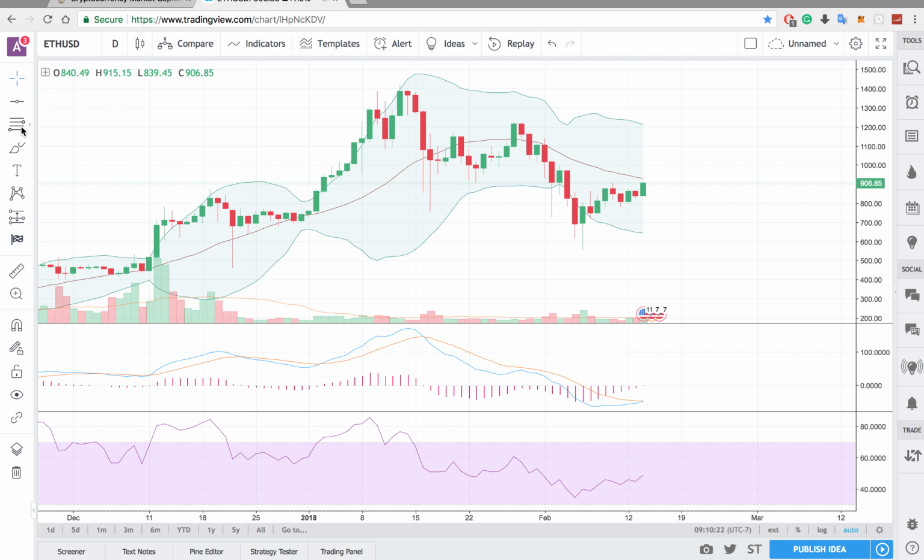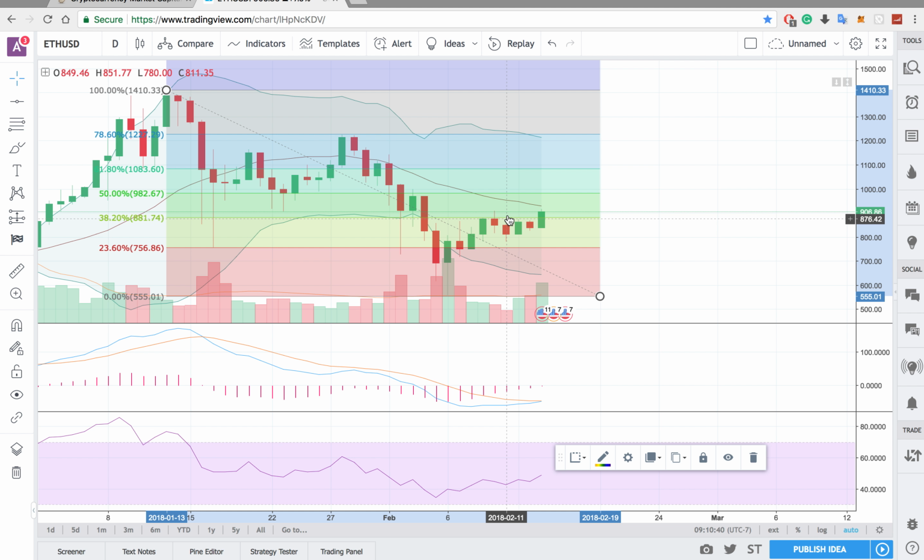But hold on, let me take a look at the Fibonacci tool. Looks like we're about to break this resistance right here at the 884. So this could turn into a support. So the support could be right here at 756. So you might see it bounce around here for the next couple days.